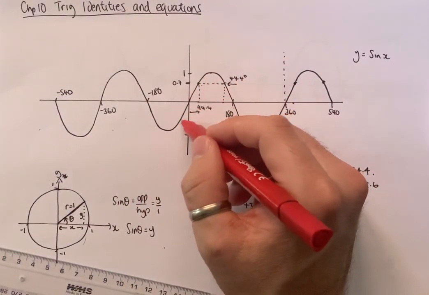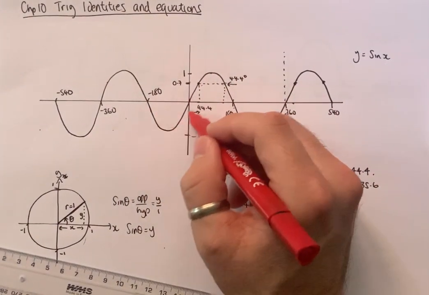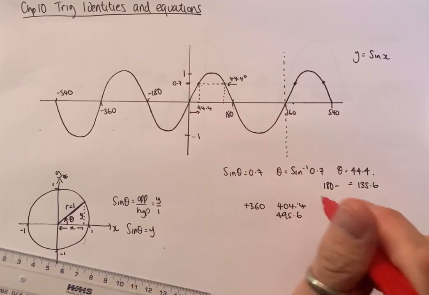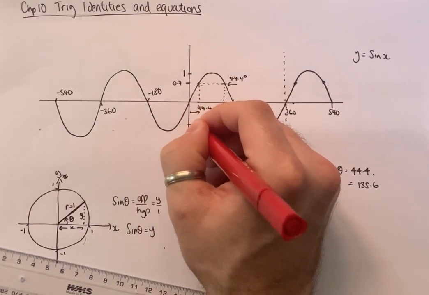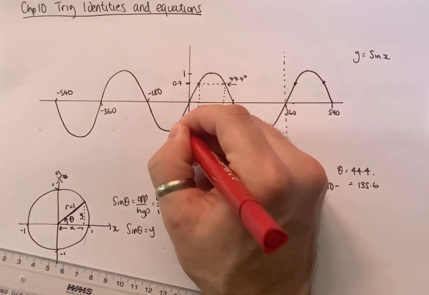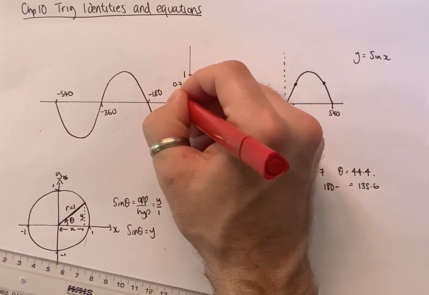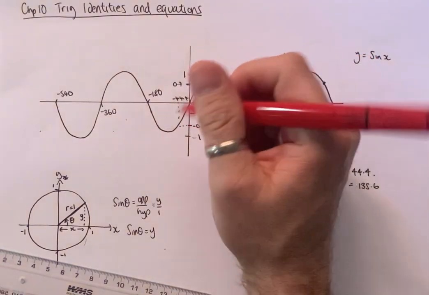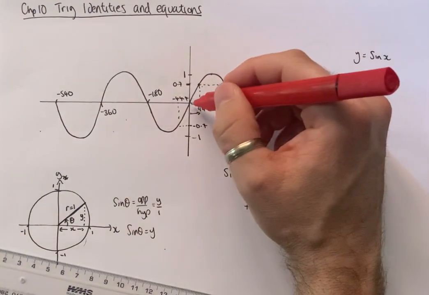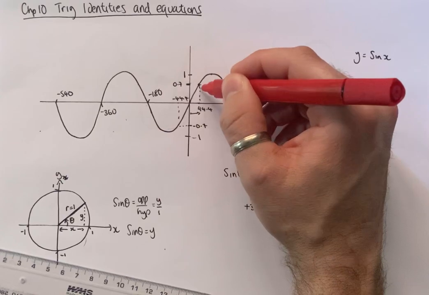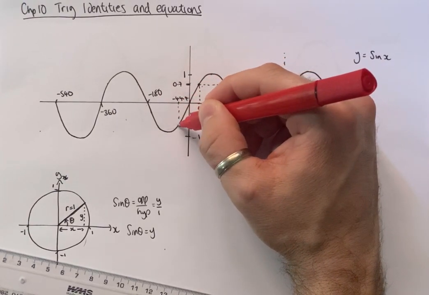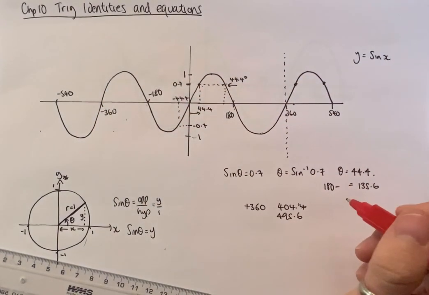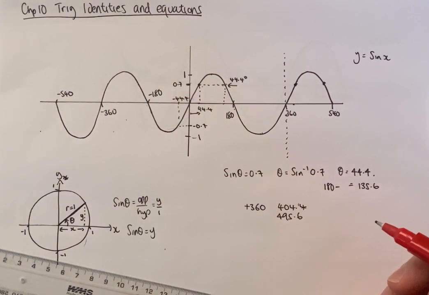But it's also got symmetry properties on this part of the curve here. So, for example, we said 0.7 is 44.4. Well, that means minus 0.7 is going to be minus 44.4. So, if it takes 44.4 degrees to go 0.7 up, it's going to be 44.4 degrees back to go 0.7 down. So, symmetry properties you can use there too.